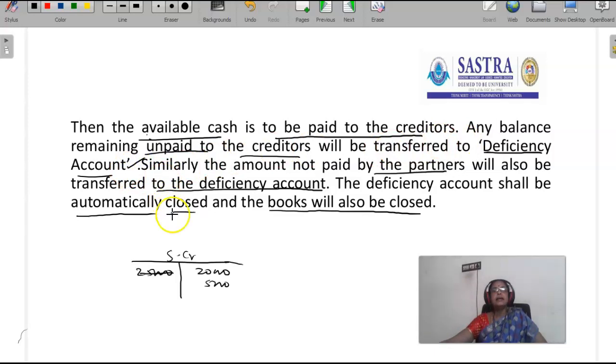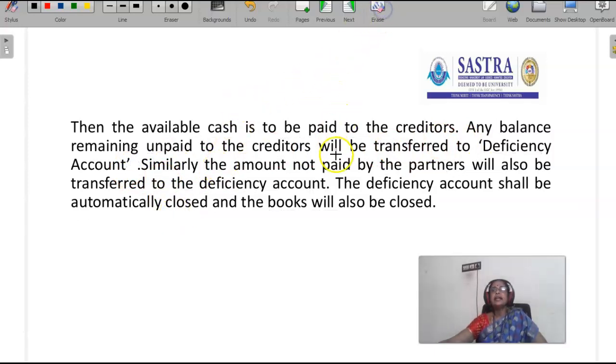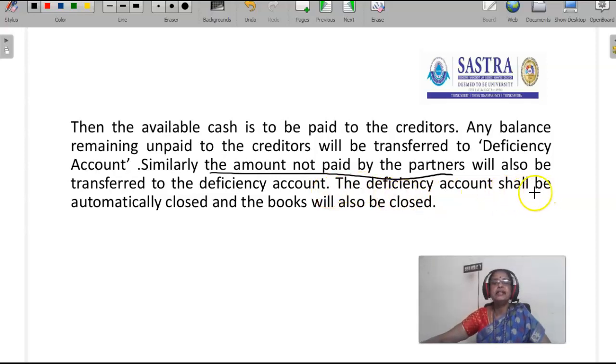If the firm is not able to fully settle the creditors, the unpaid balance will be transferred to the deficiency account. Similarly, the amount not paid by the partners will also be transferred to the deficiency account. The deficiency account shall be automatically closed and the books will also be closed. These are all the accounting treatments for the insolvency of the partners.